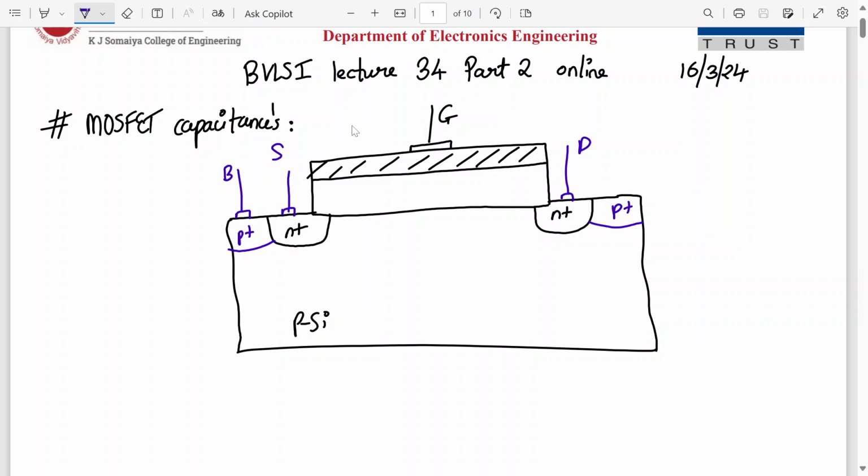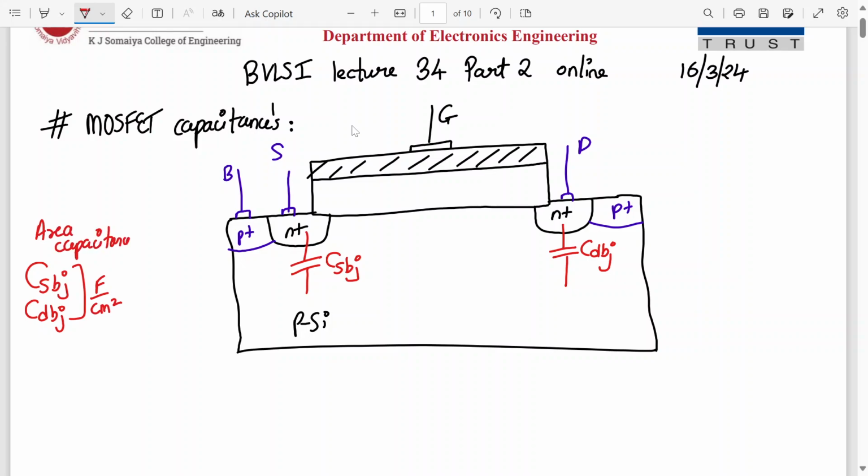Alright, so which are the PN junctions formed over here? This is the PN plus junction. So here we have a capacitance called CSBJ, the source to substrate junction capacitance. And we have one more over here, the drain to substrate junction capacitance, CDBJ. So these two are area capacitances, with the unit of farad per centimeter square.